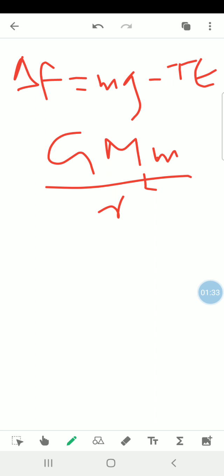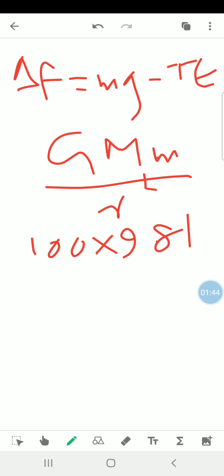So the mg you can calculate, because the 100 is the mass that has been given, multiplied by 9.81. So that would give you the value. That is 981. 981 is the answer for weight here. So that is newtons in units.